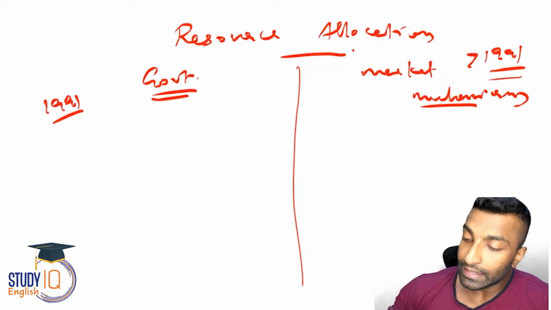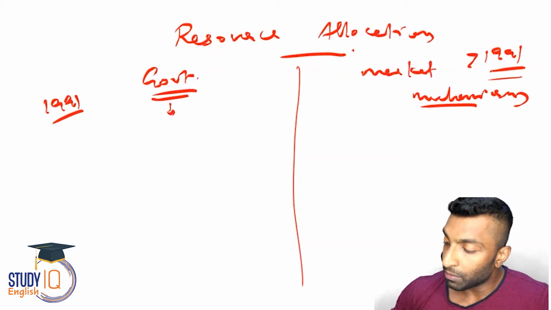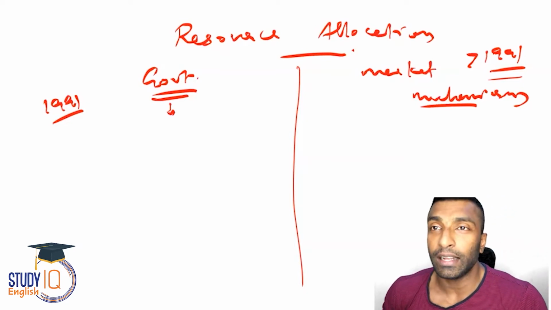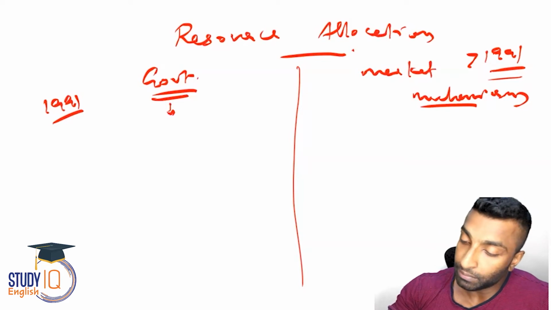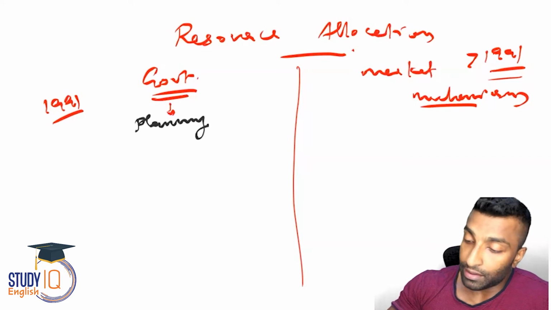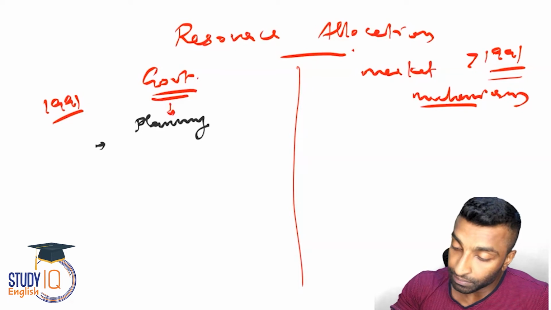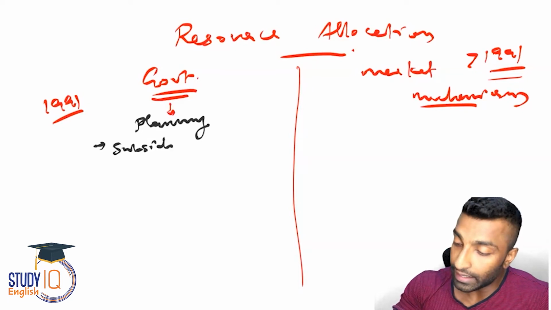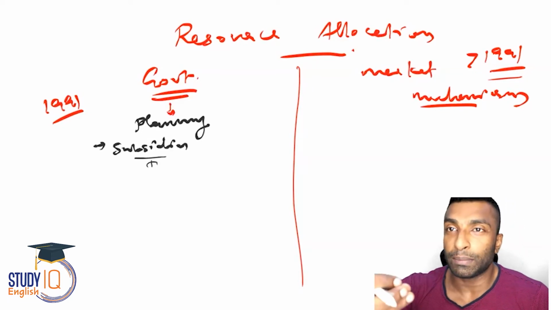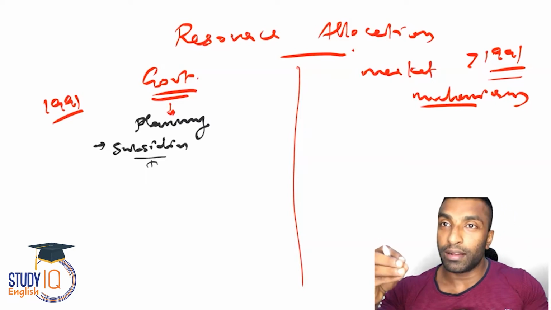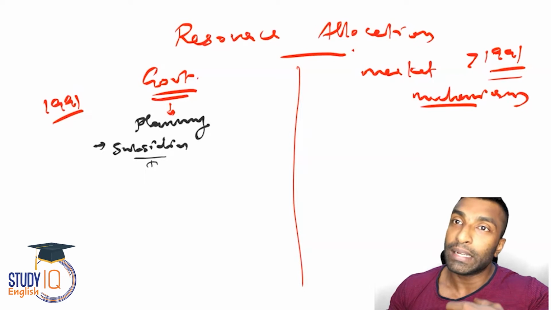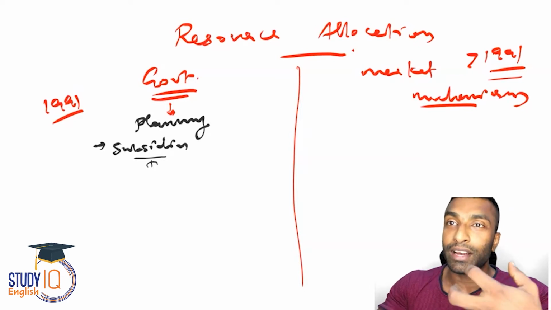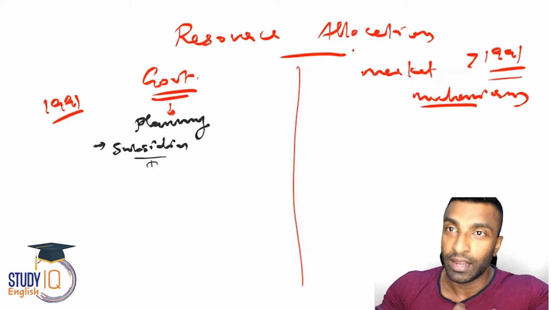Okay, so let's start with this government. When I talk about this, guys, this is through economic planning, right? So planning, and like through subsidies, right? If you are giving subsidy to certain item, so what does that mean? Government is encouraging that item to be produced more, because you are giving subsidy, so it is an encouragement for the firm to produce more, right?